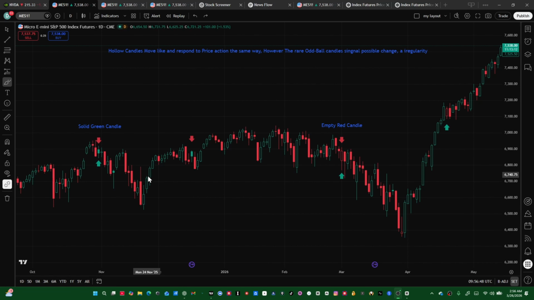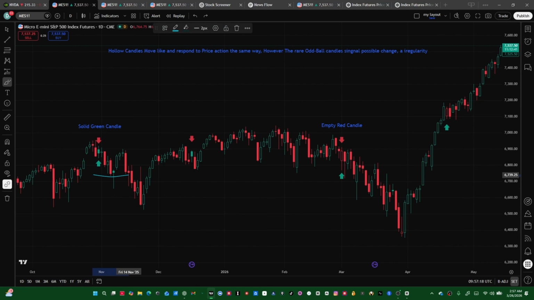Hollow candles are like regular candles, but they show one extra layer of pressure. Most green candles will be hollow and most red candles will be solid. That's normal. The color shows if the candle closed higher or lower than the candle before it. The fill shows if the candle closed above or below its own open. So when I see a filled green candle or a hollow red candle, I don't treat it as a trade signal by itself. I treat it as hesitation, a possible shift in pressure.